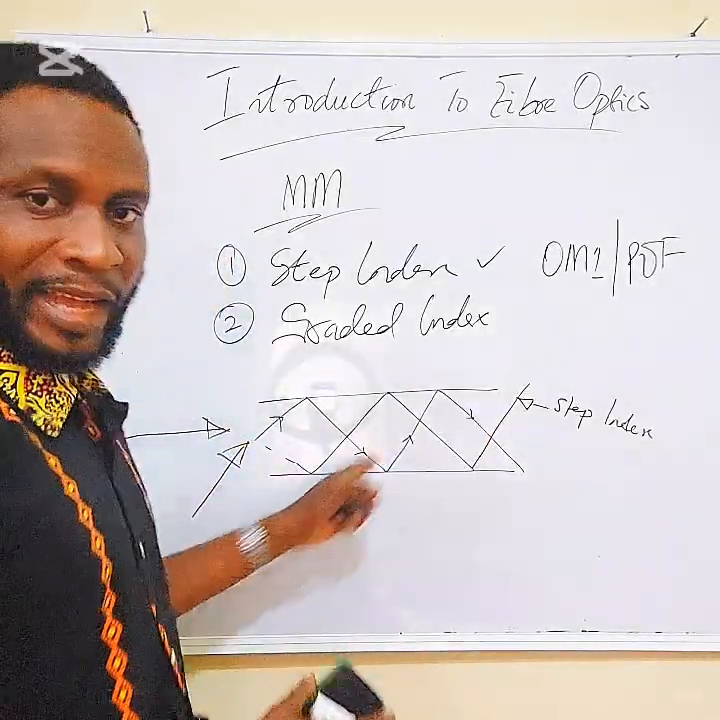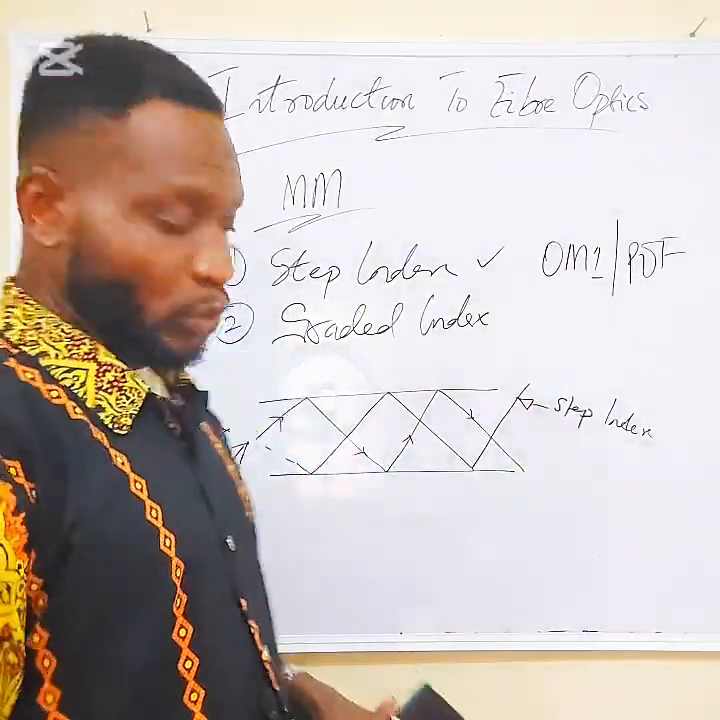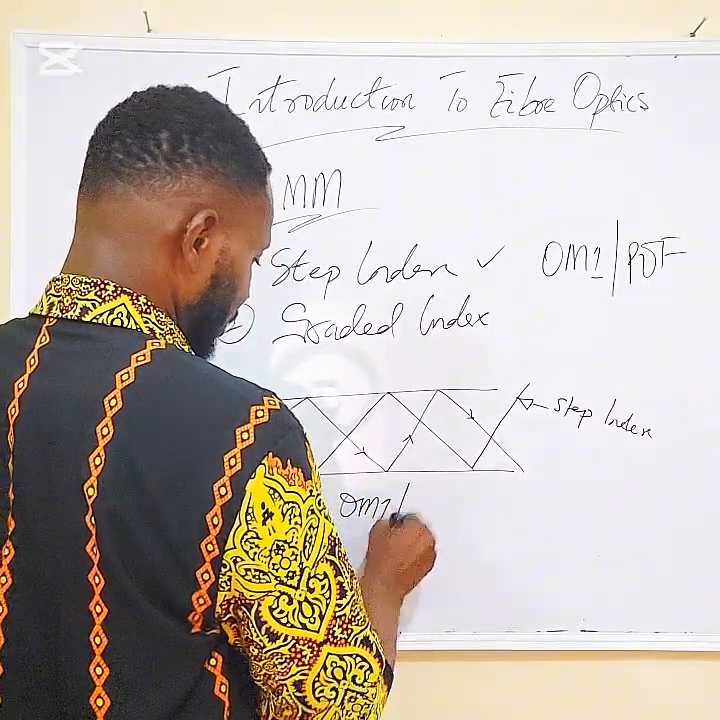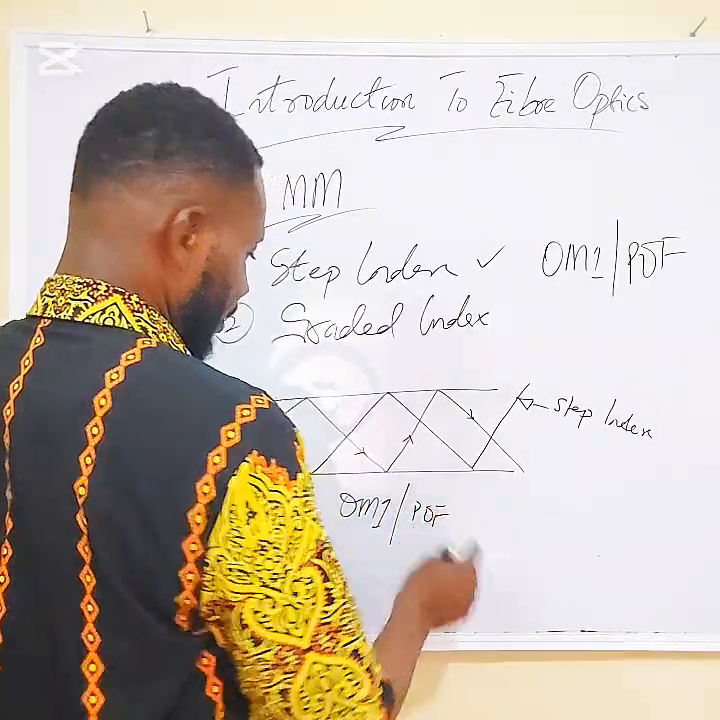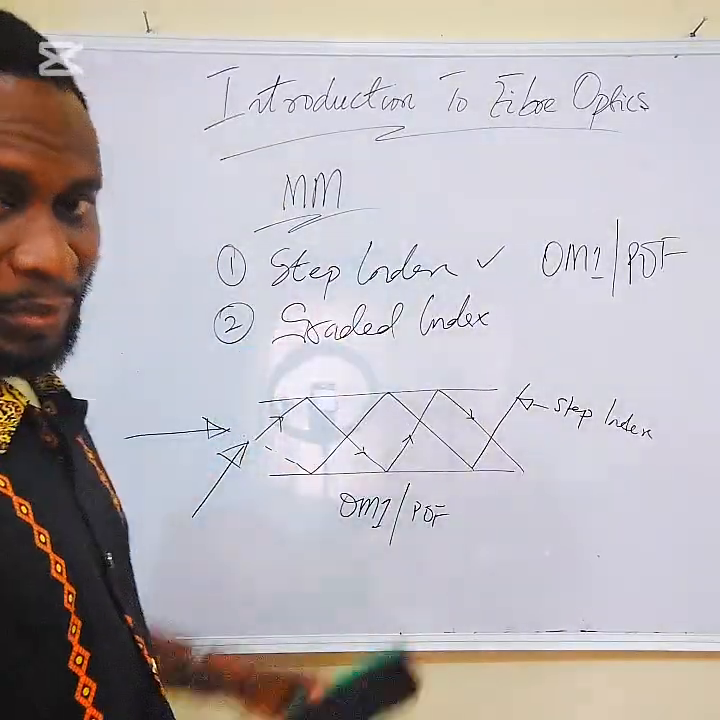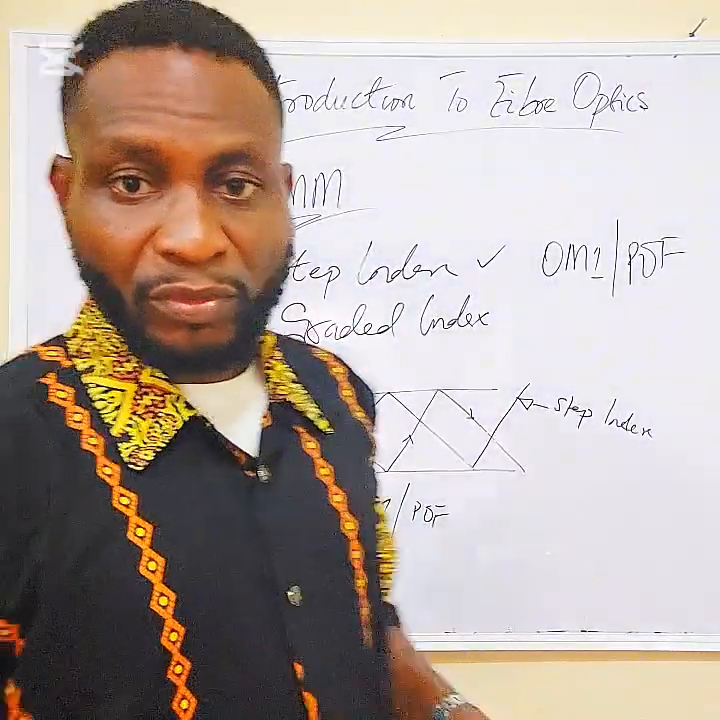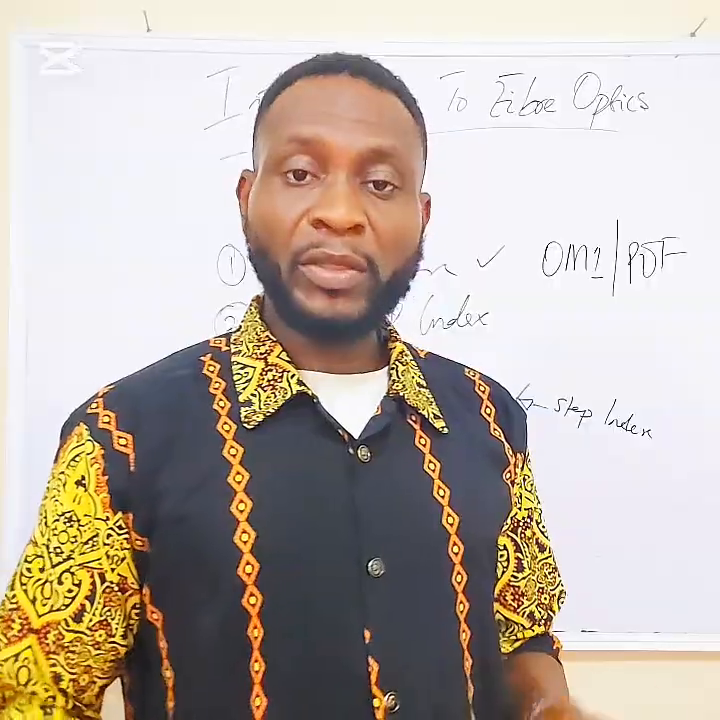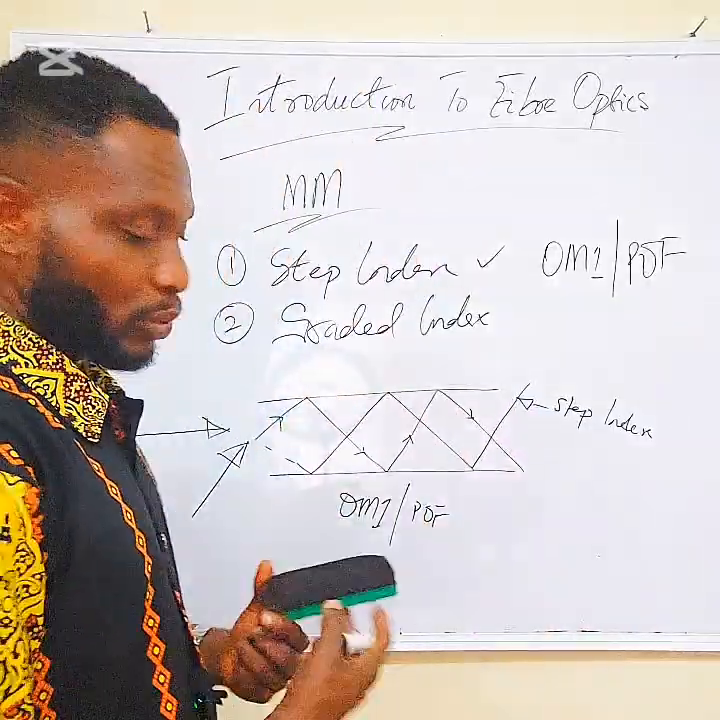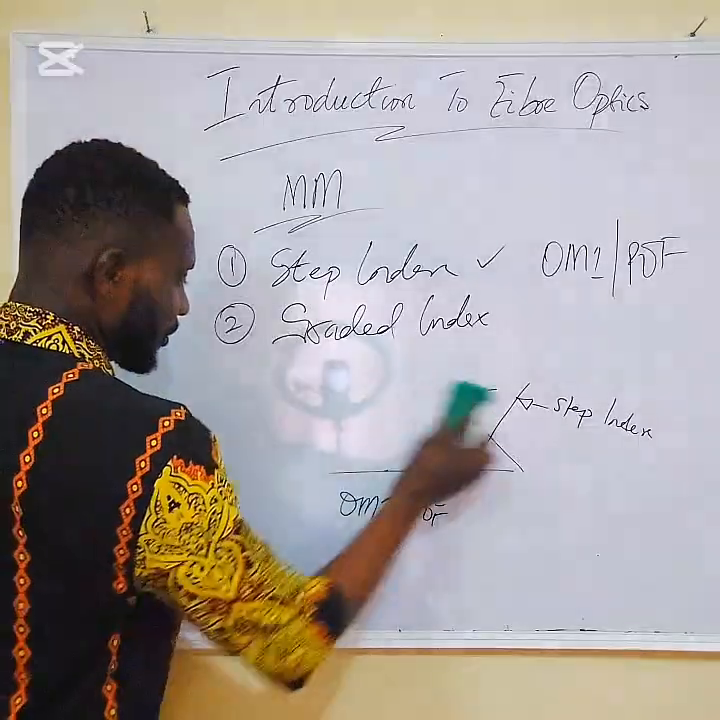And you notice the time is going to take time to get to where it's going. So OM1, you can say POF, that's the way they behave for this. This is for the step index, and it causes a lot of delay in transmission. Because of that, we decided to invent another one called the OM2 and OM3.